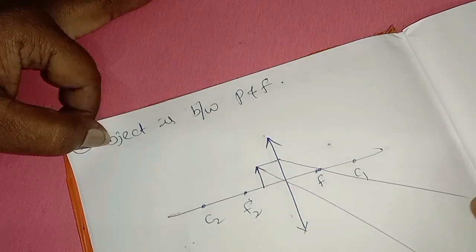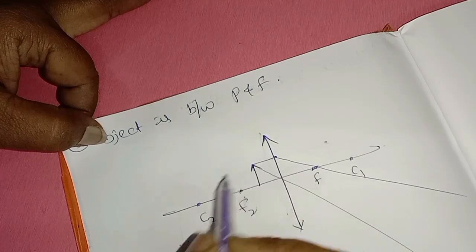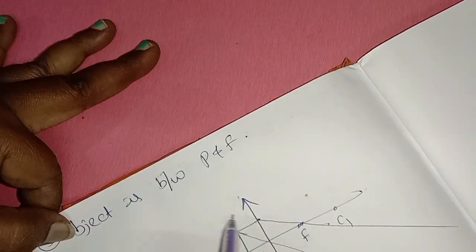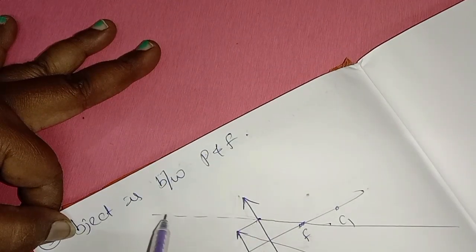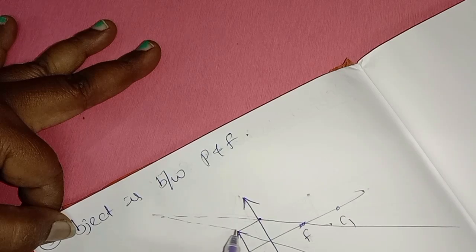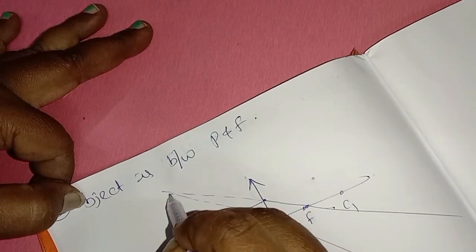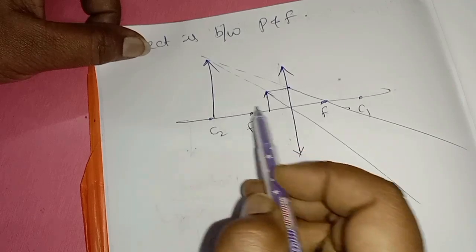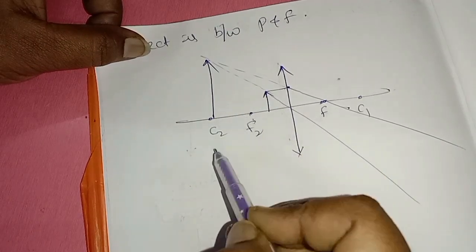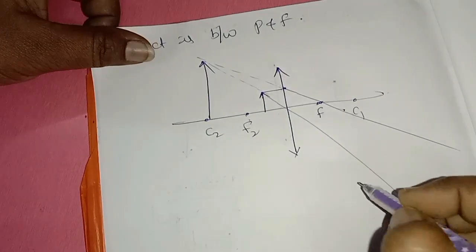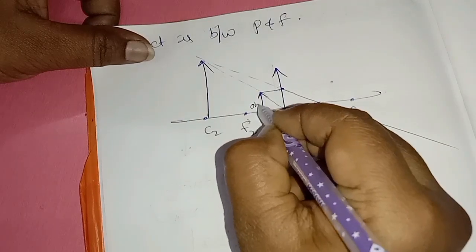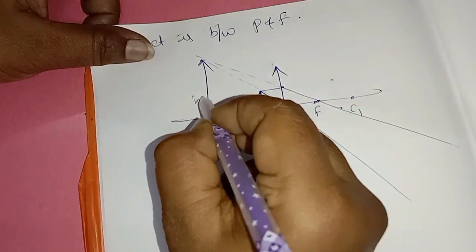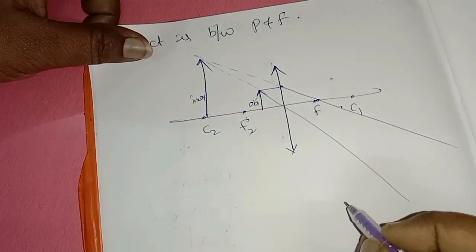Now what I am doing, I am extending my lens backside. Extend your lens backside like this. Here I am getting like this. So here we'll get the image on the lens itself in this case. This is the object, here it is the image. You may get confused, right?